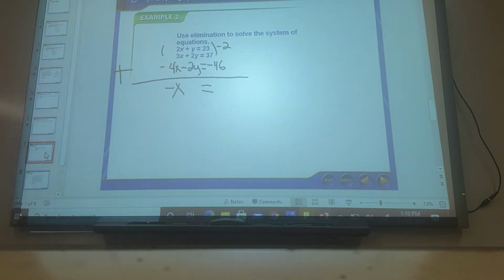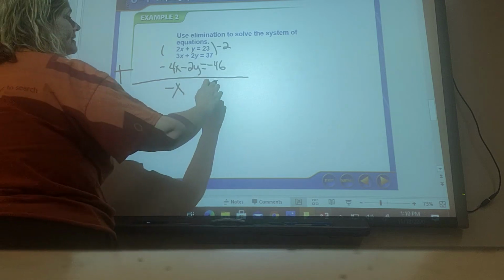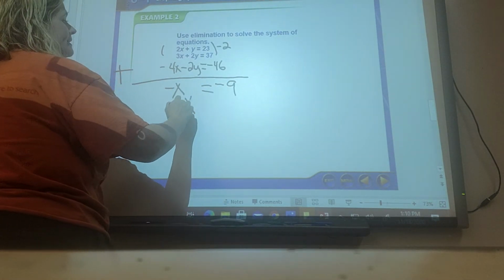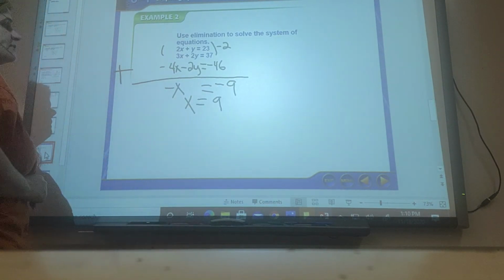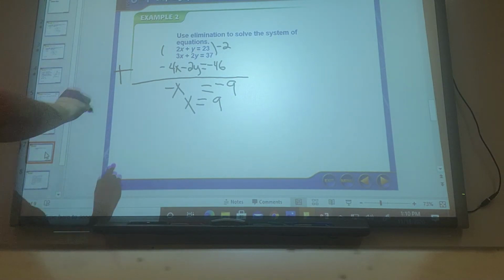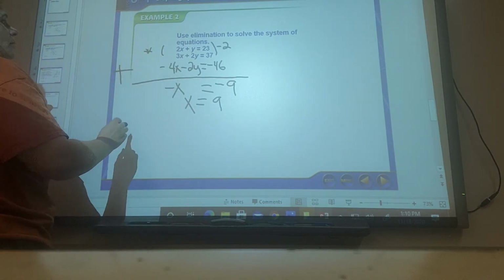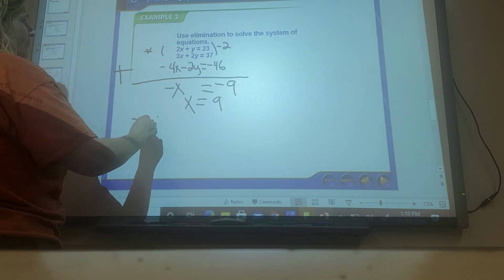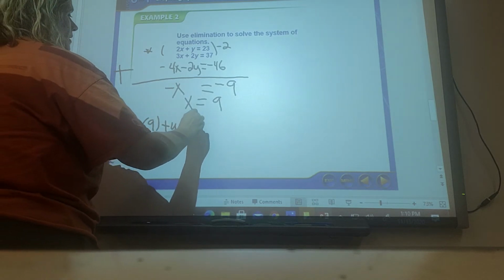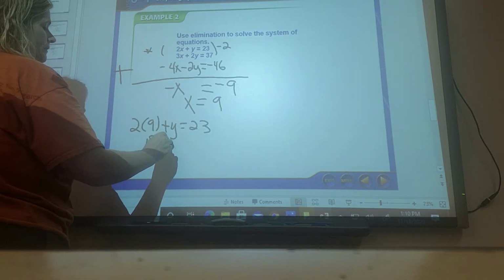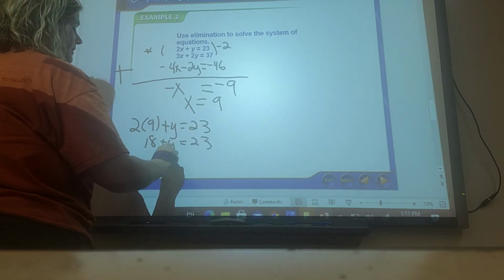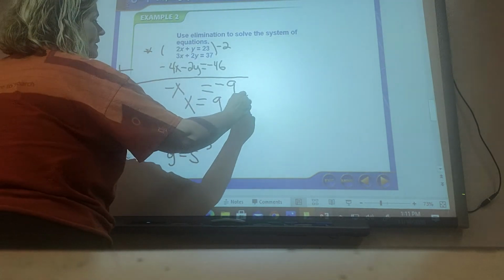37 plus -46 is -9. We want positives on the x, so we change the sign. X is 9. Go back to one of the originals. I'm going to use the top one, putting in 9 for x to find y. Subtract 18, y is 5. So we get 9 and 5.